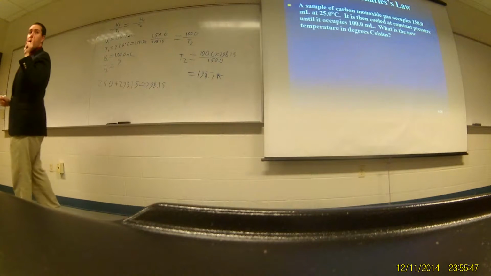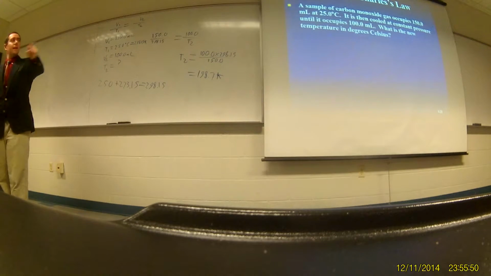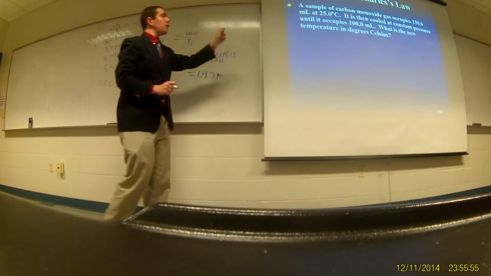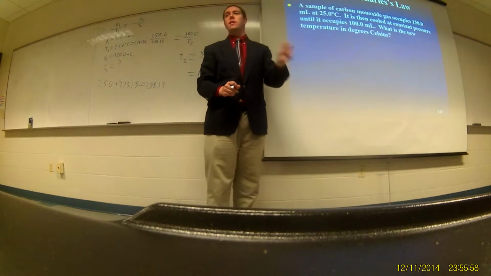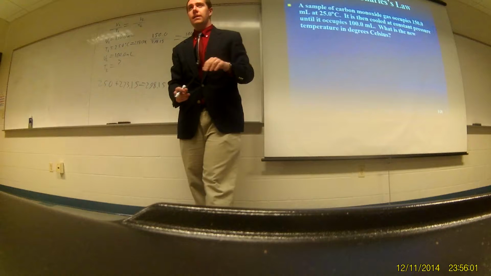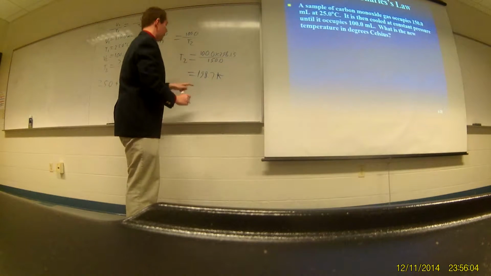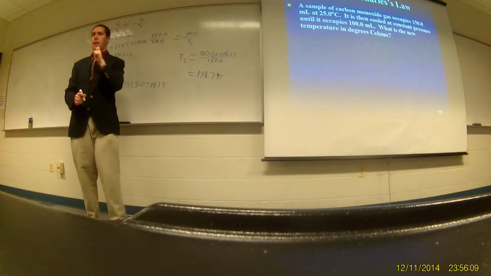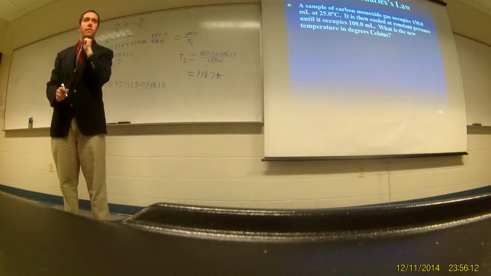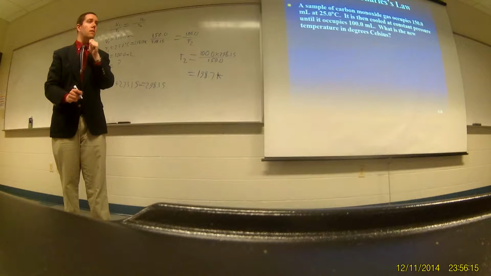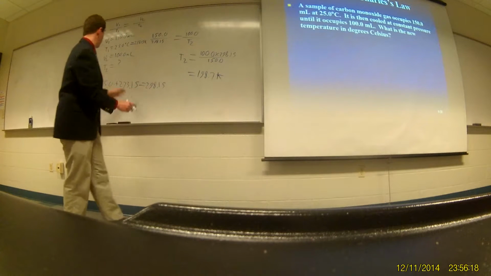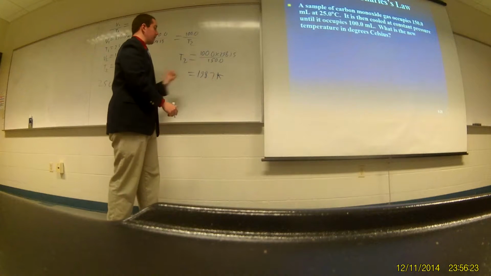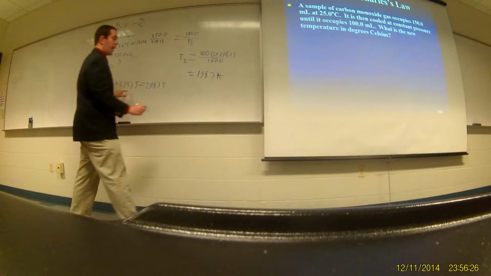No. You have to turn it back to Celsius. This problem in particular specifies what is the new temperature in degrees Celsius. Normally that won't be tacked on to the end, but in this case it is. And so we need to change 198.7 Kelvin into Celsius. How do we do that? Minus 273.15. So to go from Celsius to Kelvin, we added 273.15. To go from Kelvin back to Celsius, we subtract that back off.